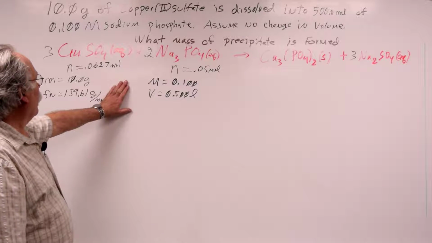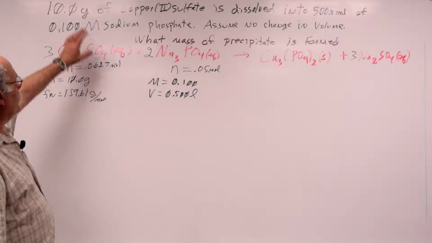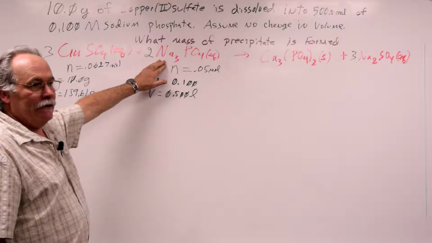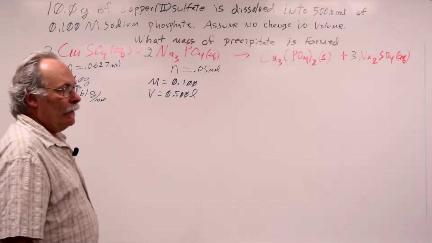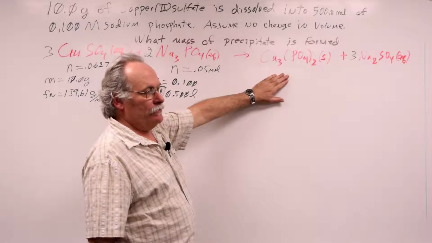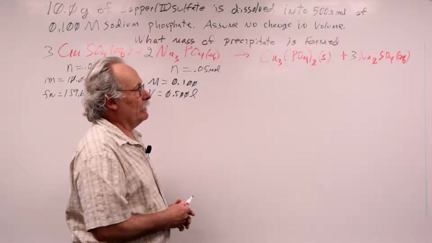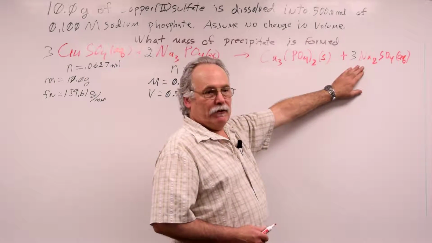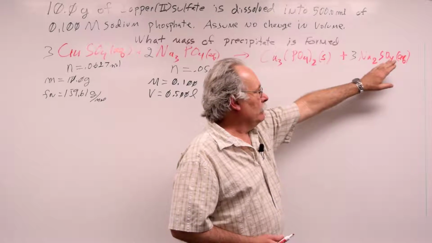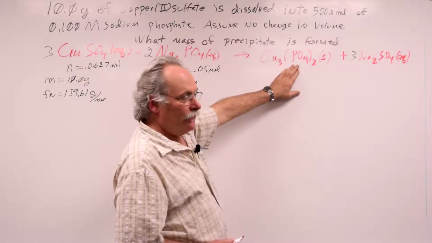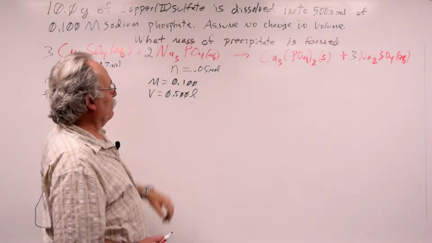Okay, in the previous problem, we identified that the copper sulfate was the limiting reagent, the sodium phosphate was the excess reagent, and that we could produce 7.95 grams of copper phosphate. Now we have three other questions we can ask. What is the concentration of the spectator ions, the sodium and the sulfate? And what is the concentration of the phosphate, which came from the excess reagent, okay?